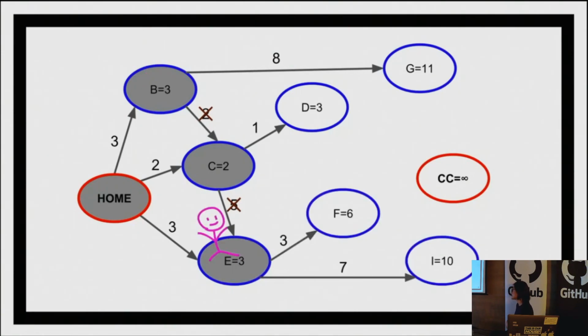I find 2 connections, and both nodes are new. I write in my memo F and I, with distances 6 and 10. And let me ask, which node should I move to next?